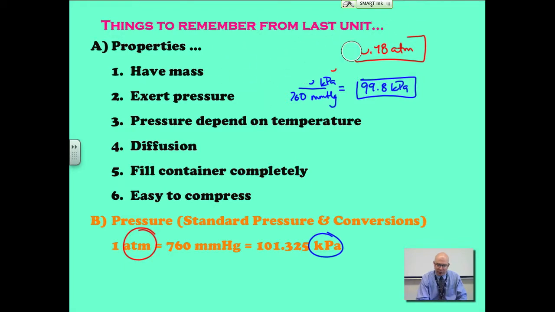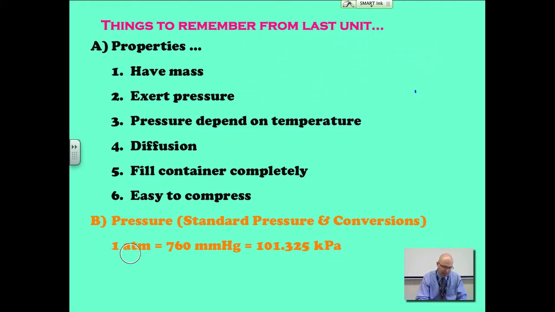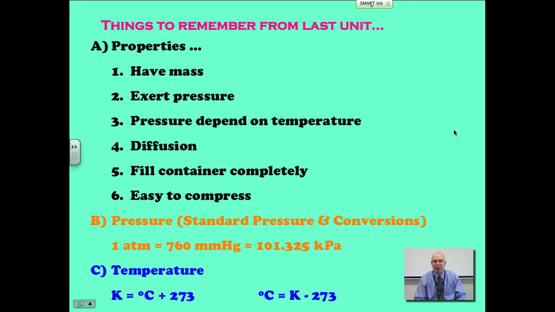Okay, so those are things to remember from last unit. Additionally, since temperature and pressure easily affect gases, I do want to mention temperature, and we should be able to convert between Celsius and Kelvin very easily. This is going to be very important as we go through some of our gas laws, because temperature is going to need to be in Kelvin all the time. So if you're given a temperature in Celsius, you would need to add 273 to that. Okay? A temperature of 30 degrees Celsius is 303 Kelvin. Okay, so that's again something pretty simple.